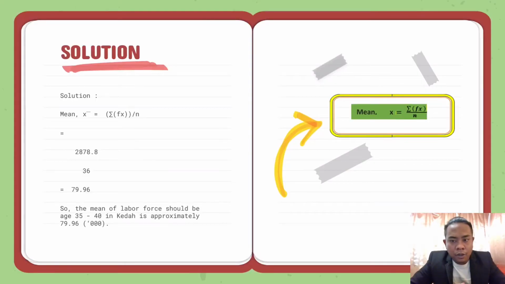And the solution is mean x equals 2878.8 divided by 36. So the answer is 79.96. So the mean of the labor force aged 35 to 40 in Kedah is approximately 79.96 thousand.